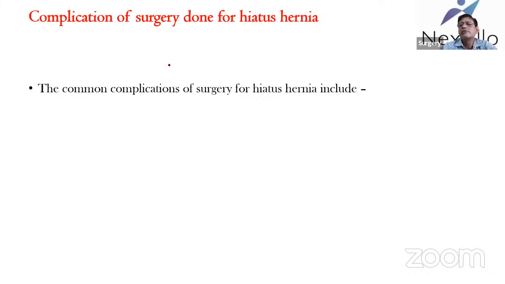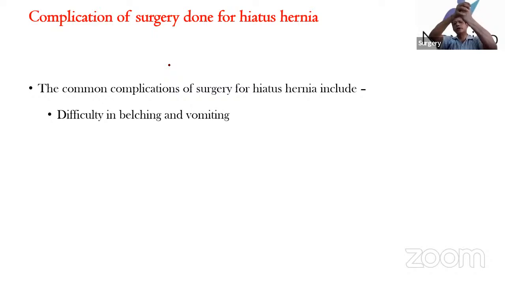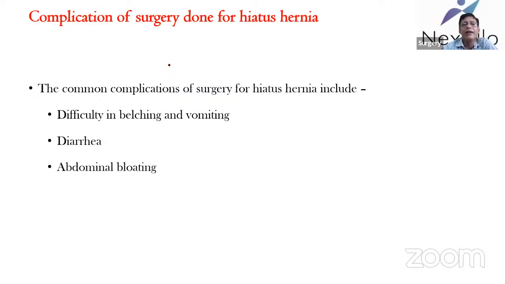The common complications of the surgery for the hiatus hernia: the first thing is that there is difficulty in belching and vomiting. The reason is that we have compressed this area, so the stomach cannot come up into the thoracic cavity, but along with that we are compressing the upper end of the esophagus too. Due to this, the reflux is going to decrease, and once the reflux decreases, belching and vomiting become difficult. Then we may have diarrhea and abdominal bloating, because the air that goes into our stomach along with feeding accumulates as belching has decreased.